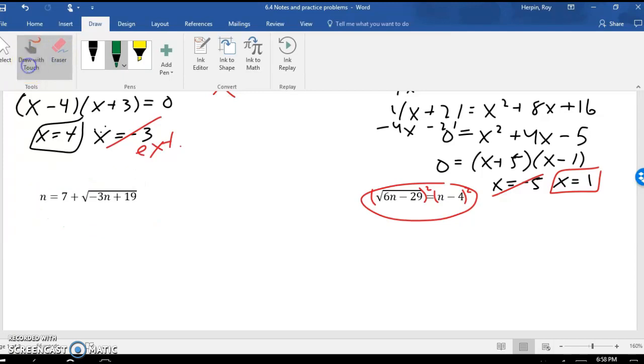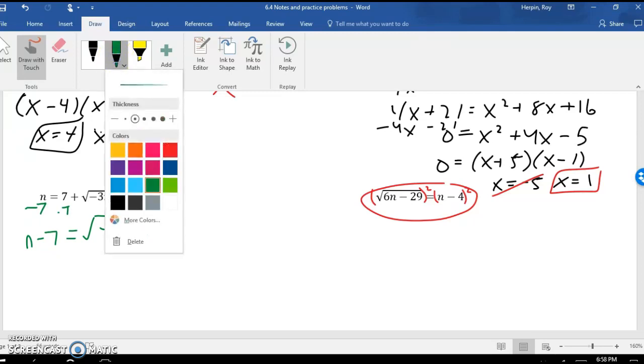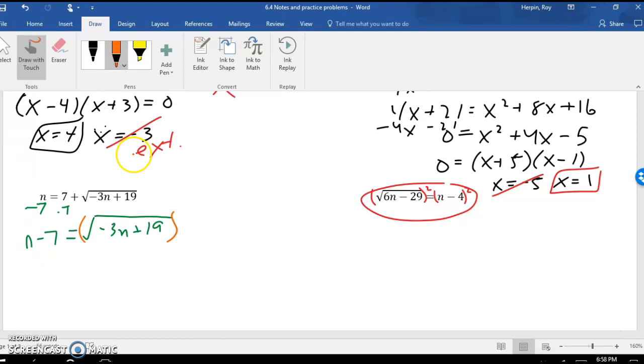So all I have to do is isolate the square root, and I need to subtract this 7 to do that. Subtract the 7. All right, so I have n minus 7 equals the square root of negative 3n plus 19. Then all I have to do is square both sides. So I get n minus 7 times n minus 7 equals everything that was inside.